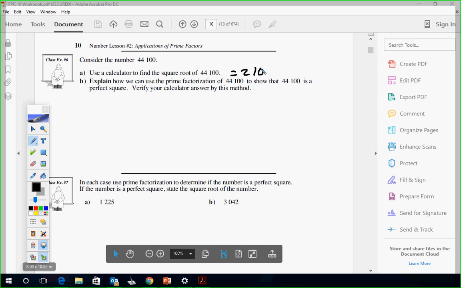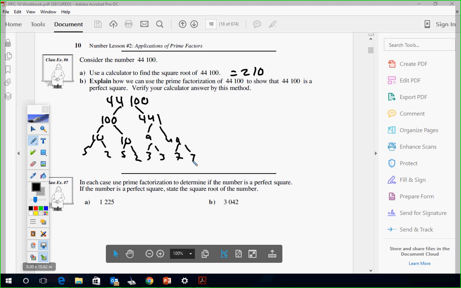It's going to be a little bit, I don't want to say tedious, but it's a big number here. So we break that down. They started with 100 times 441. We know that's 10 and 10. We know that's 5 and 2. 441 breaks down to 9 and 49. 3 and 3, 7 and 7. So if you look at this, I have 2 5's, 2 2's, 2 3's, and 2 7's. I have 2 of everything. So all of them are perfect pairs, therefore we just proved that it is a perfect square.